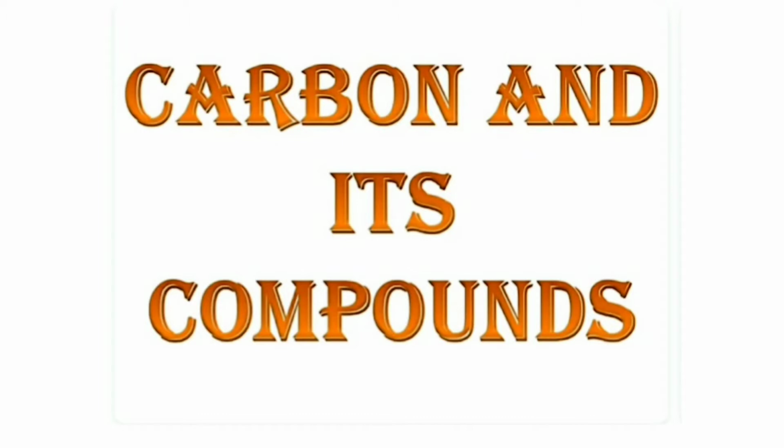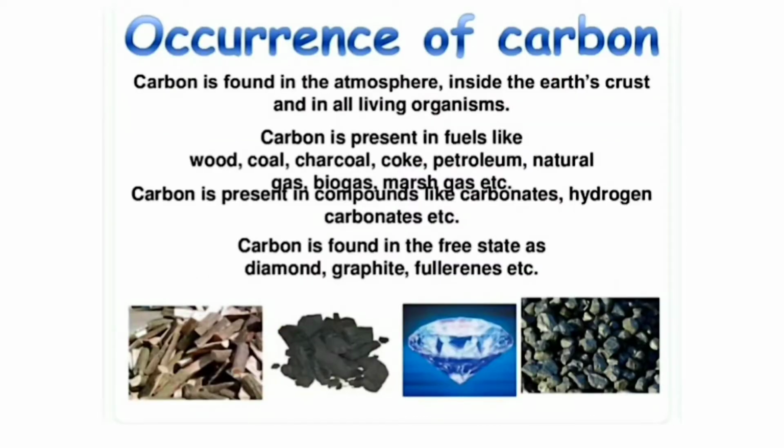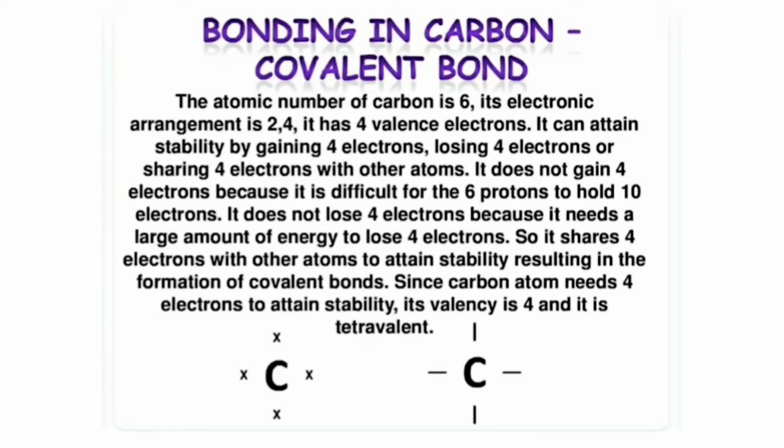Today we will see the chapter 4 Carbon and its compounds. Occurrence of carbon. Carbon is found in the atmosphere, inside the Earth's crust, and in all living organisms. Carbon is present in fuels like wood, coal, charcoal, coke, petroleum, natural gas, biogas, marsh gas, etc. Carbon is present in compounds like carbonates, hydrogen carbonates, etc. Carbon is found in free state as diamond, graphite, fullerenes, etc.